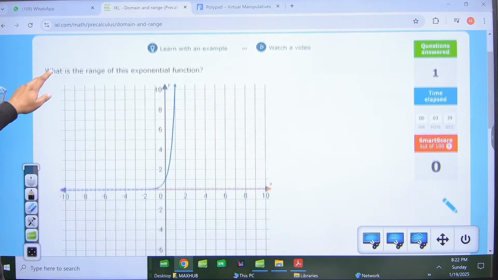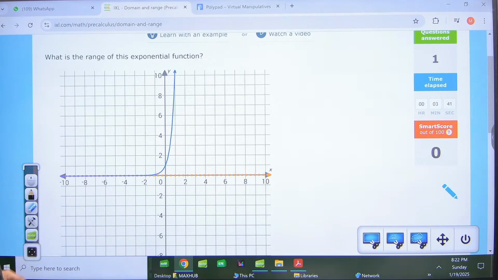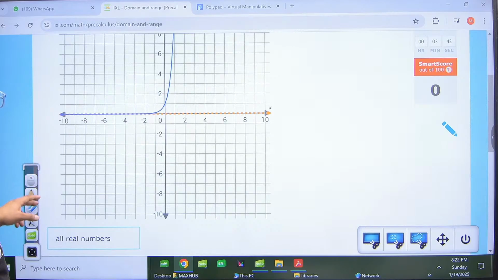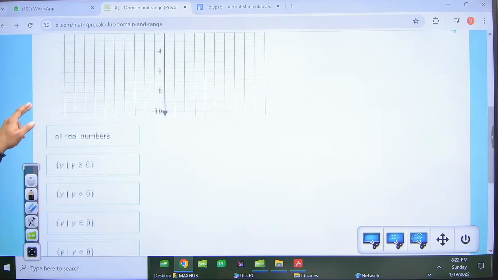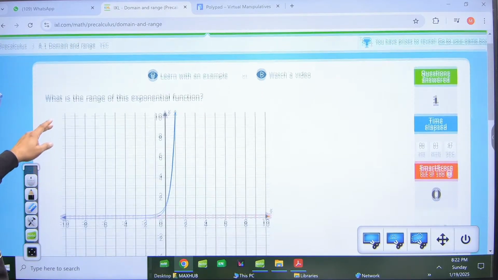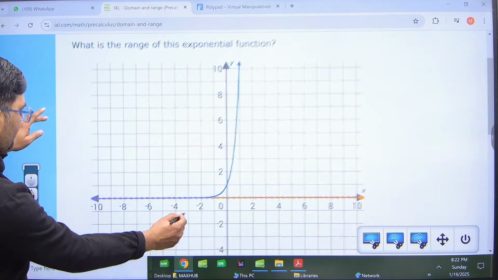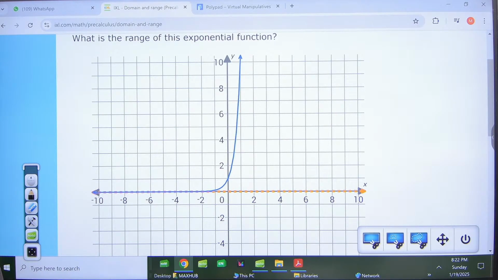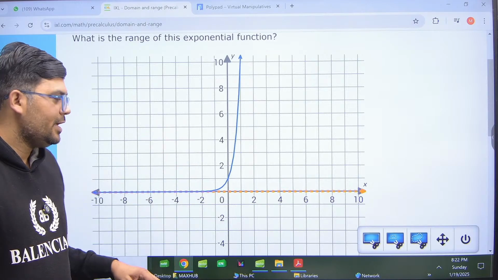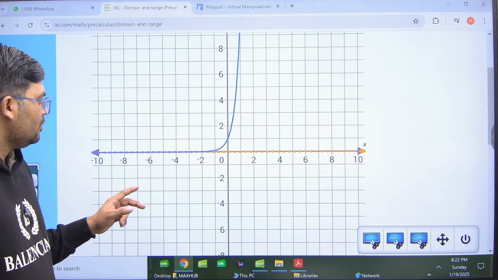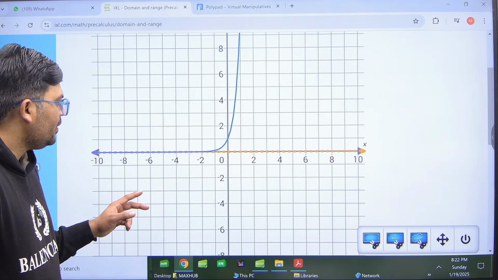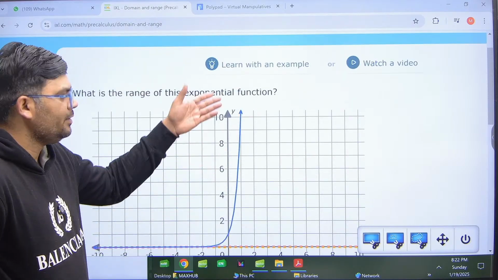Next question. What is the range of this exponential function? Tell me what is the range of this exponential function? It starts from 0 and goes on to positive infinity. Yes. So the domain is negative infinity, or positive infinity, my dear?